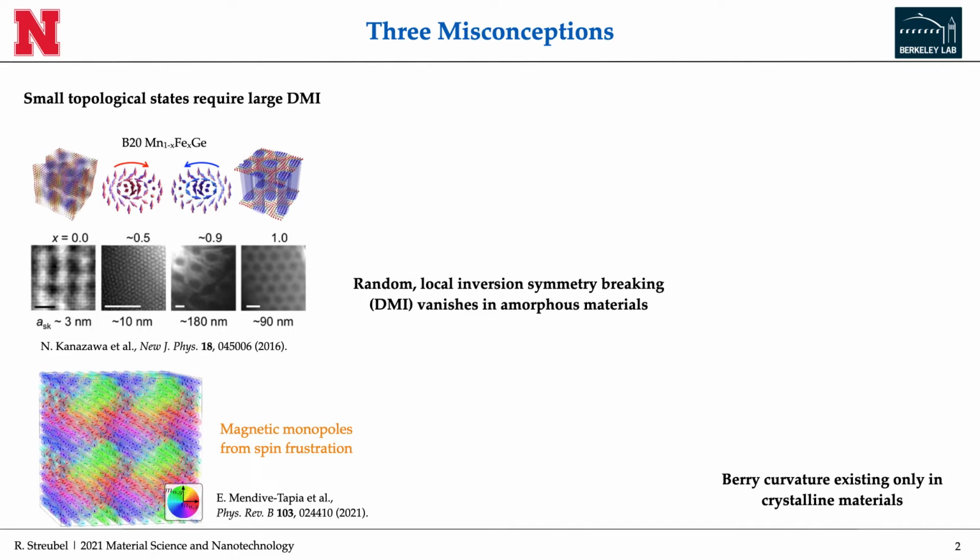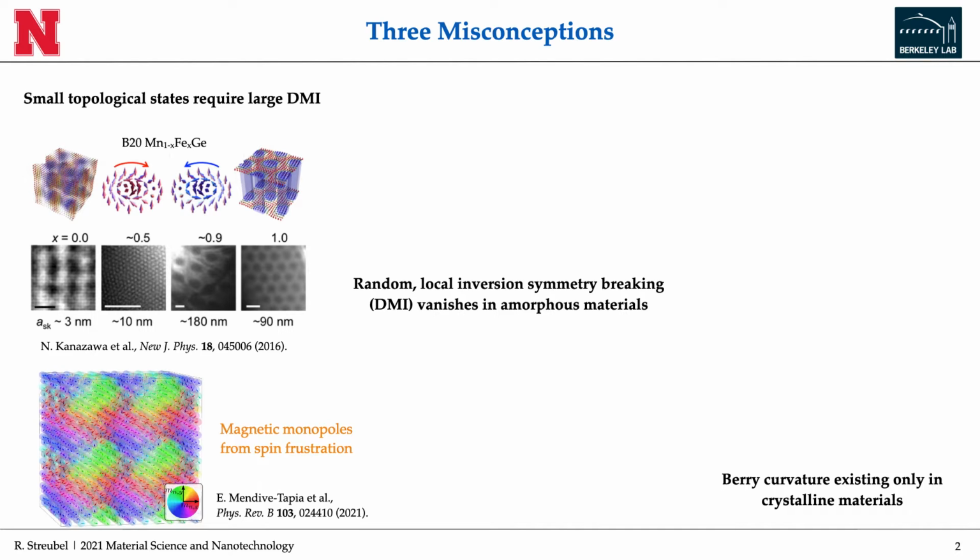Now, the example of inversion symmetry broken B20 manganese iron germanium nicely showed that this is not the case. Moving from 100% iron to 100% germanium, down to 50% manganese, 50% iron to 100% germanium, we clearly see that the size of those trigonal skyrmion lattices scales inversely with the Dzyaloshinskii-Moriya interaction. So that checks the box.